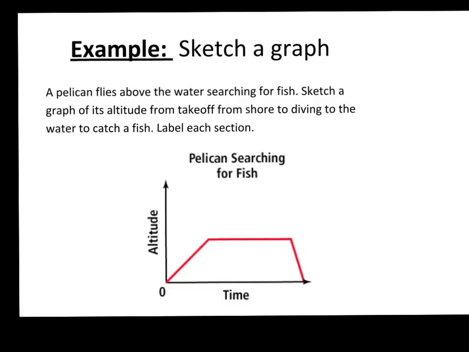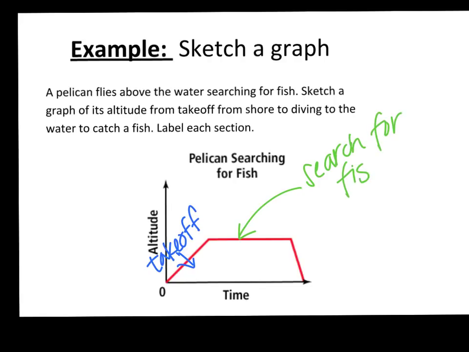So what's happening here? So the very beginning is the easiest part. That's the takeoff of the pelican, okay? The next section here, the constant rate of change there, it's not increasing in altitude at all. That is the pelican searching for fish. And then the last section here is when it dives into the water to catch the fish.